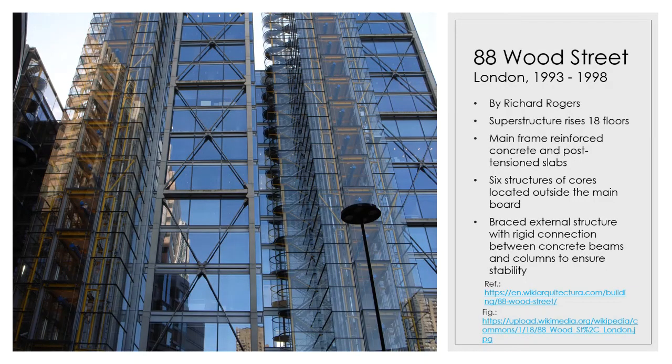The next example is 88 Wood Street, which is in London. It is a superstructure which rises over 18 floors, and the main frame is reinforced concrete and post-tension slabs. The structures, of course, are located outside of the main board, and it is a braced external structure with rigid connections between concrete beams and columns to ensure stability.